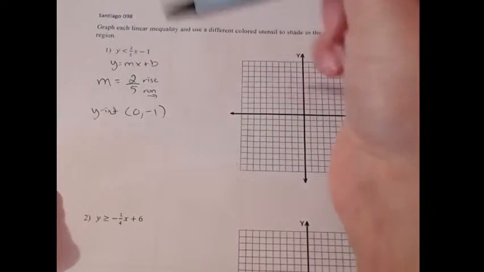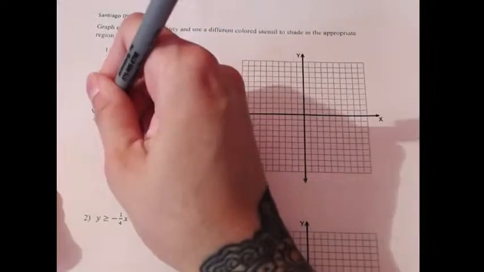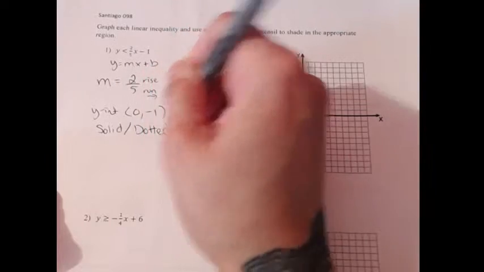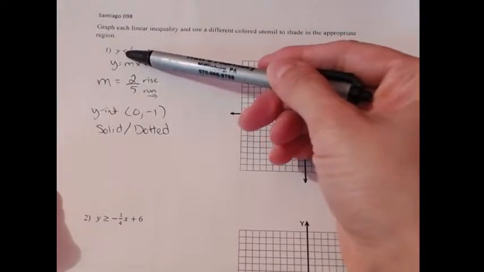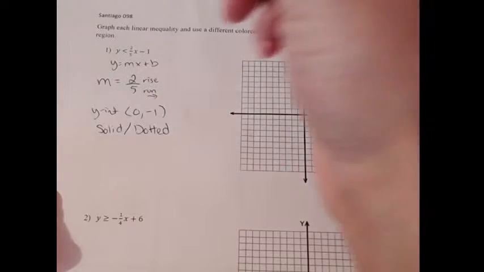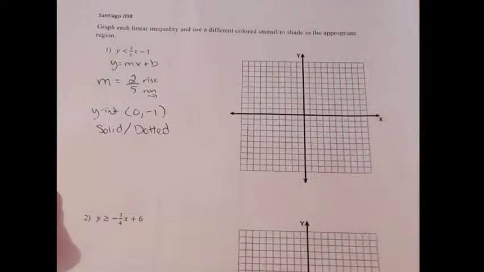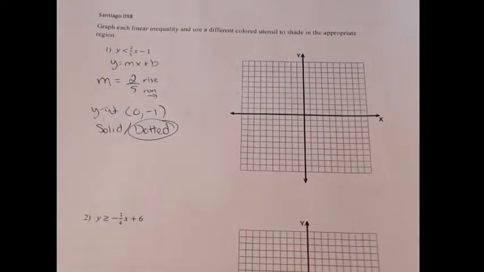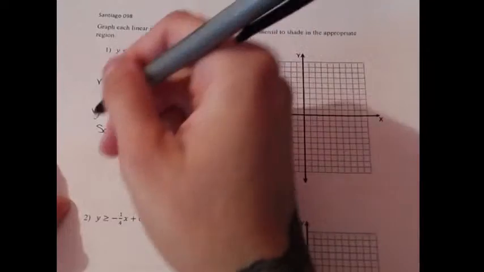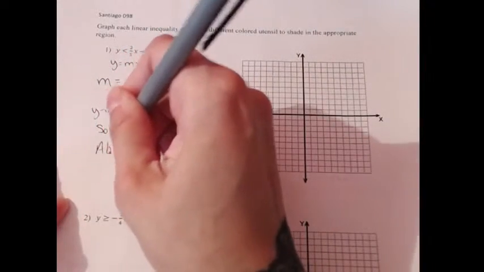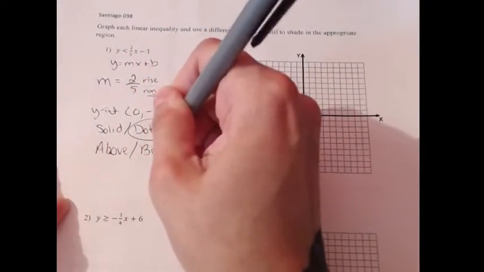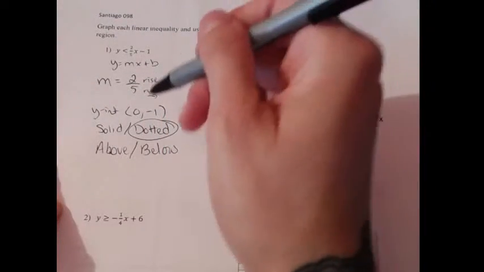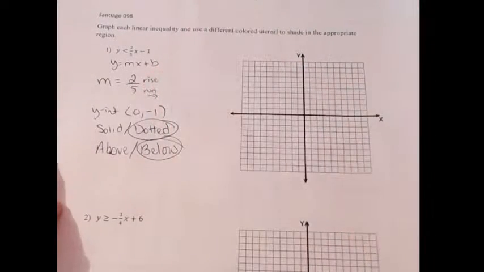The next thing we have to say is, is my line solid or dotted? So what I like to do is write them both out as a reminder. And then we say, okay, this is y is less than. So we notice here, because it's less than and not less than or equal to, that means it's open circle, open line. So it's going to be a dotted line. And then I have to determine, am I shading above or below? And then again, I read y is less than the line. Oh, y is less than, so I'm definitely going to shade below.